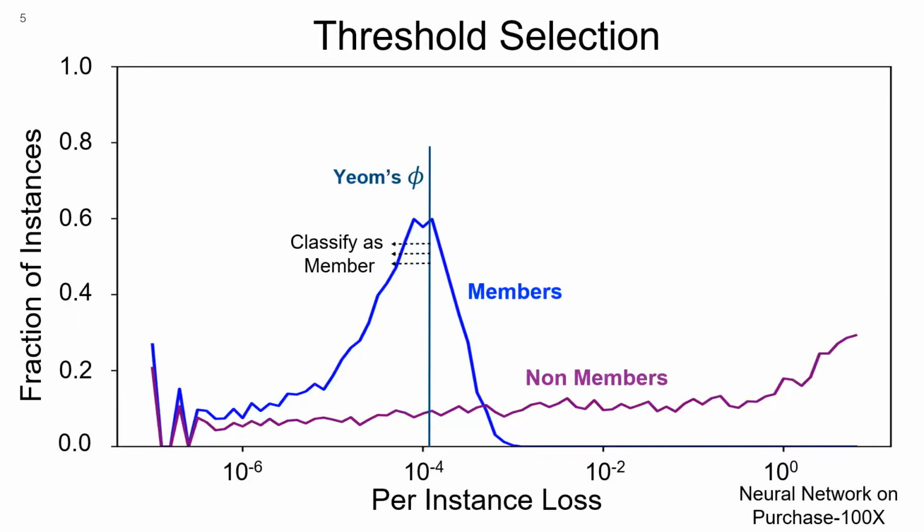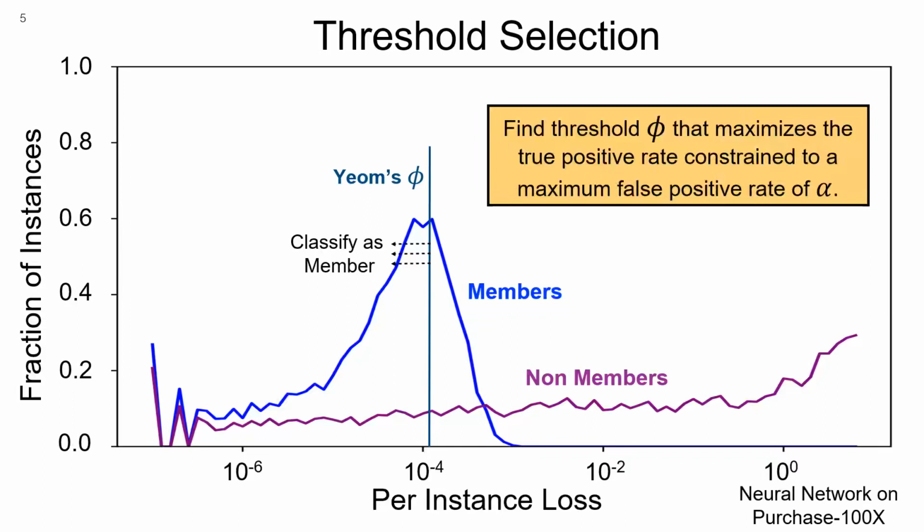However, this threshold doesn't necessarily maximize the privacy leakage, nor does it minimize the adversary's false positive rate. The threshold selection procedure allows the attacker to select a threshold that maximizes the true positive rate for a given tolerance on the false positive rate. Later, I will show that this can be used to maximize the empirical privacy leakage.